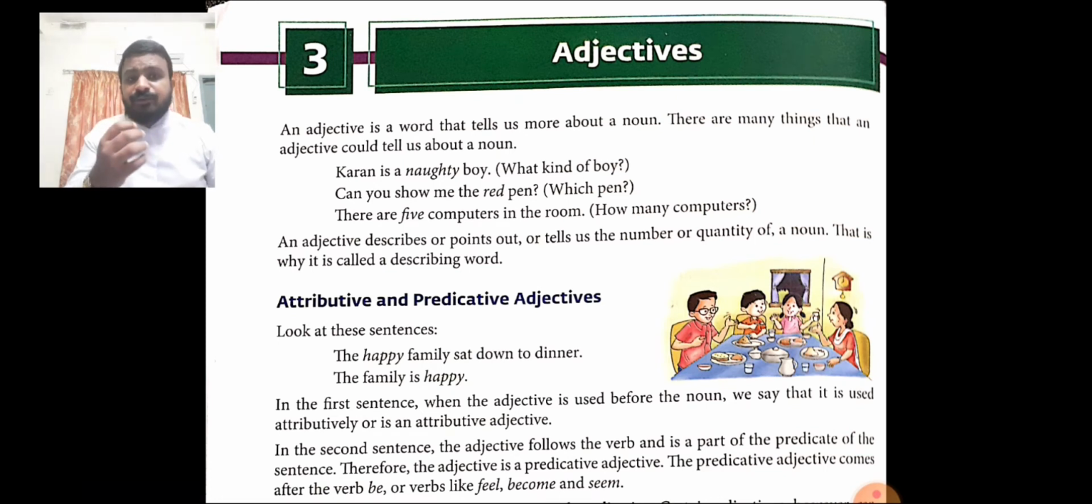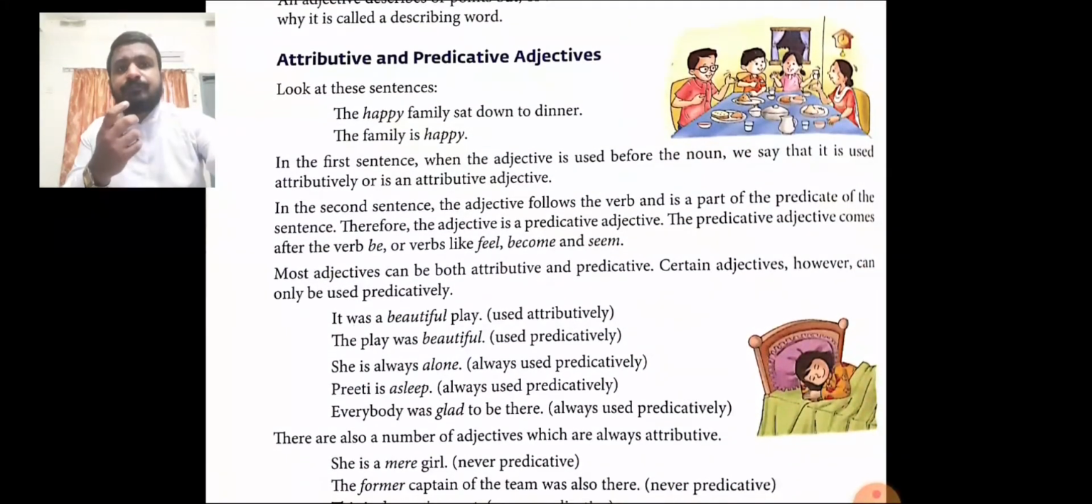Now, we are going to see about the two kinds of adjectives, that are attributive and predicative adjectives. First of all, let us see the example and then we shall go forward. The example is, the happy family sat down to dinner. The second one is, the family is happy. Now friends, look where the adjective happy is being used in both the sentences. In the first sentence, happy is used just before a noun, family. But in the second sentence, happy is used after the verb is.